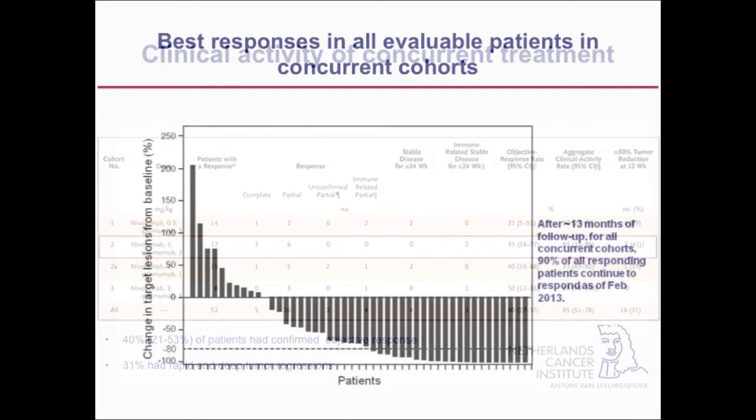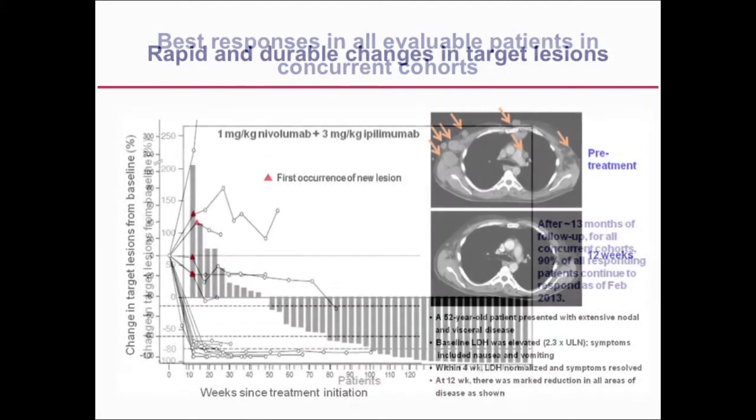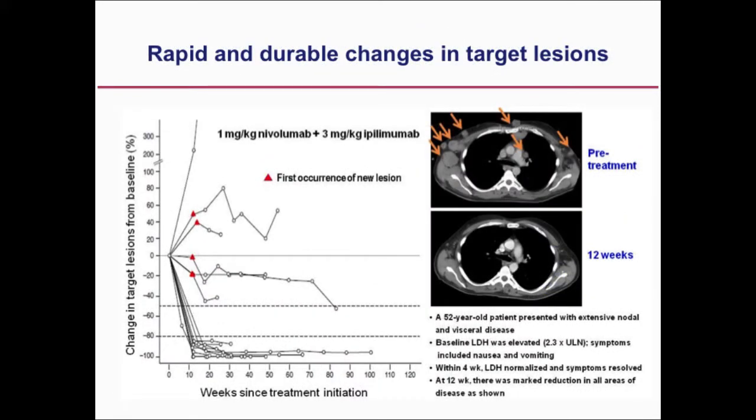Here you can see in this waterfall plot that a large proportion of patients had over 80% tumor reduction very early on, which is, of course, extremely interesting in this patient population. Here you see again the spider plots, and also here you see that the majority of patients had a very rapid decrease in tumor load, which lasted then for a long period of time. And here an example of a patient with subcutaneous metastasis and lymph node metastasis that disappeared in a period of 12 weeks.